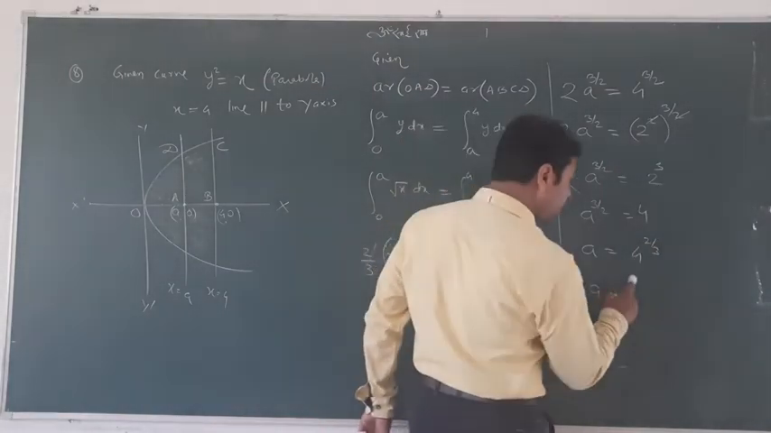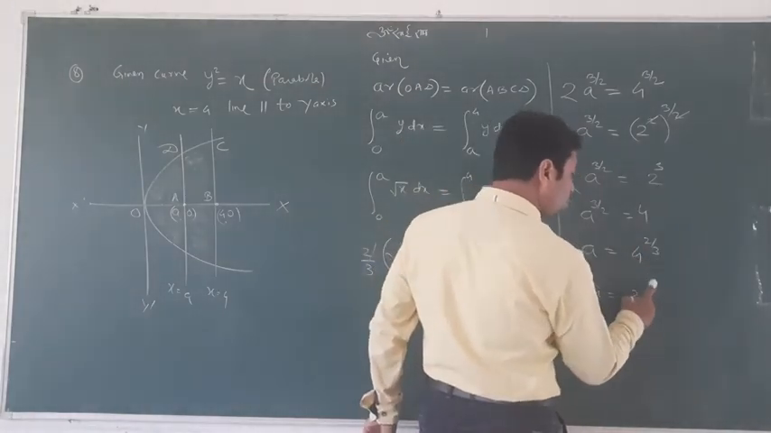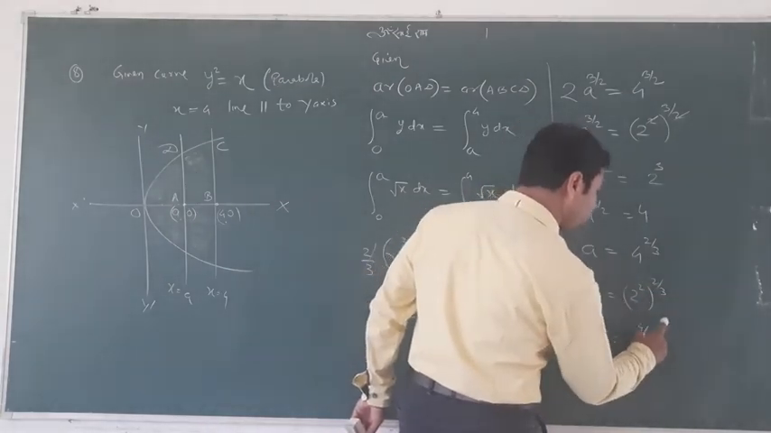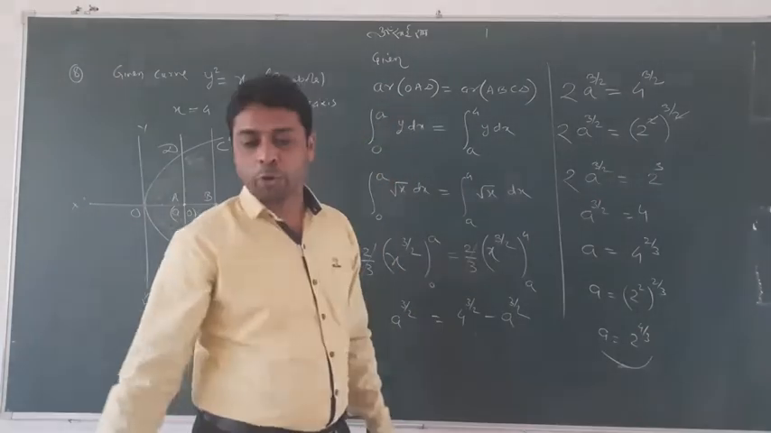And the answer is A. You can write that 4 is 2 to the power 2, so 2 to the power 2 by 3. You can write the answer as 2 to the power 4 by 3. This is the value of A you have got.